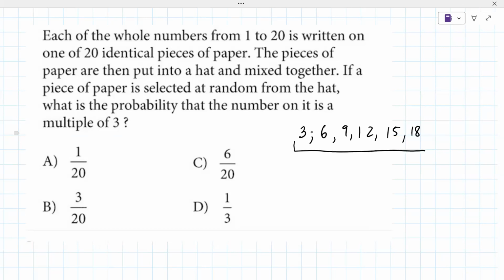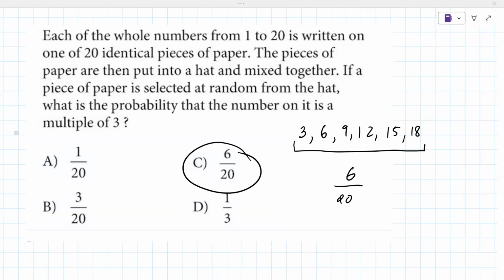So how many of them are multiples of 3? How many of them are 1, 2, 3, 4, 5, 6? 6. Okay. Out of how many total? 6 out of 20. There you go. Okay, that's just an easy question. What's the final answer? 6/20. Which letter? A, B, C, or D? C. All right. They grade you based on the letter you select, not the number.